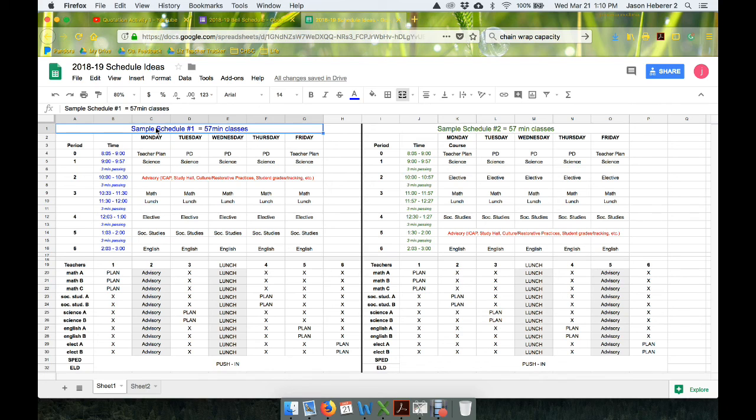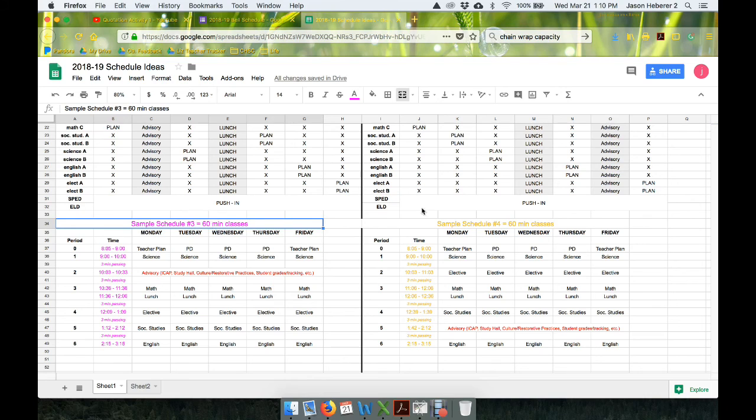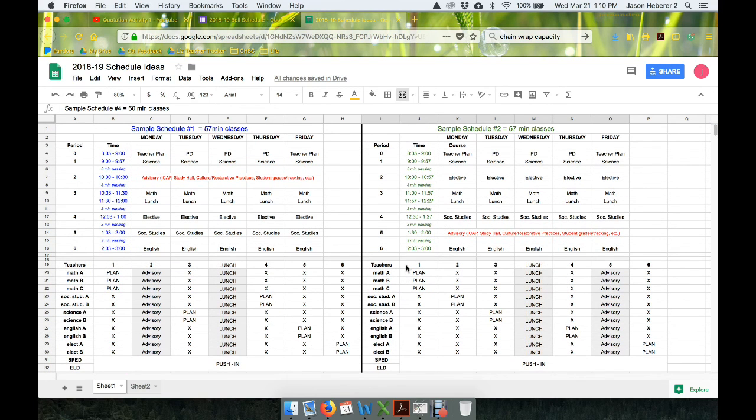So I'm clicking on the blue one. This is sample schedule number one. We'll talk about it in detail in just a moment. This is sample schedule number two in green. I'll scroll down. We've got sample schedule 3 in pink and 4 in orange. Each of them is slightly different. We'll talk about those in just a moment.